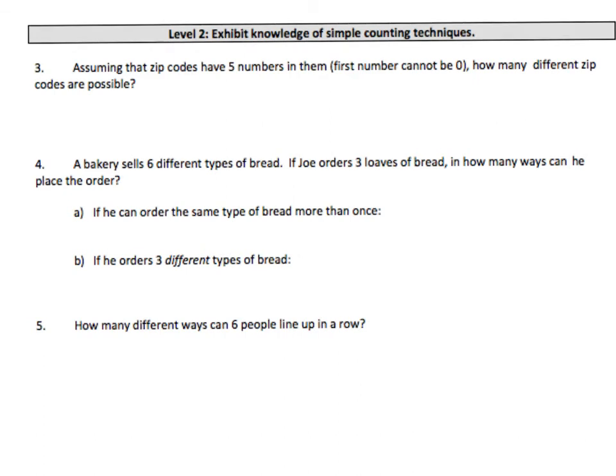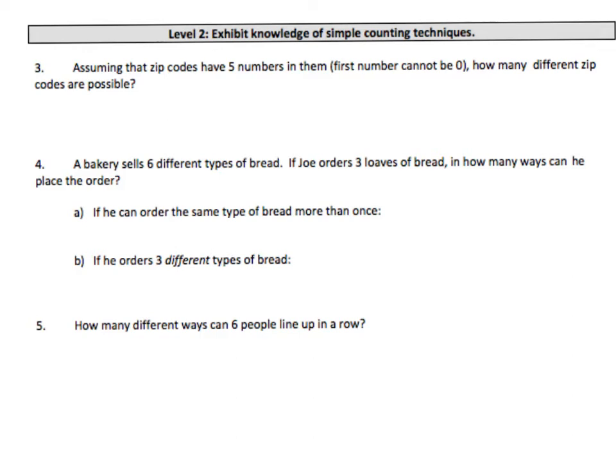All right, and level 2 is exhibiting knowledge of the counting technique. So let's take a look at a couple examples here. Number 3 says, assuming that zip codes have 5 numbers in them, the first number cannot be 0. How many different zip codes are possible?